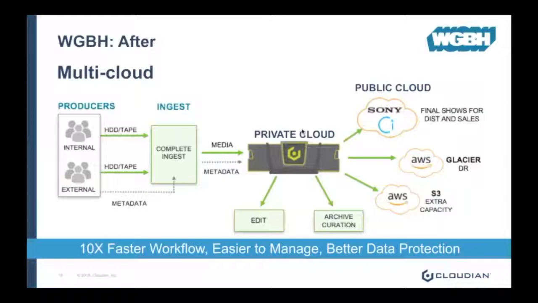So they're using Glacier for DR. They're using S3 for add-on capacity. They're using another public cloud called Sony C, which was used for content distribution. So the fact that S3 was built into that repository in their data center made it really easy to then share that data out with other clouds for different kinds of purposes. A very simple example of how the power of the multi-cloud completely revolutionized their workflow. With this private cloud on-prem plus the different clouds out in the public world, they were able to revolutionize this workflow.